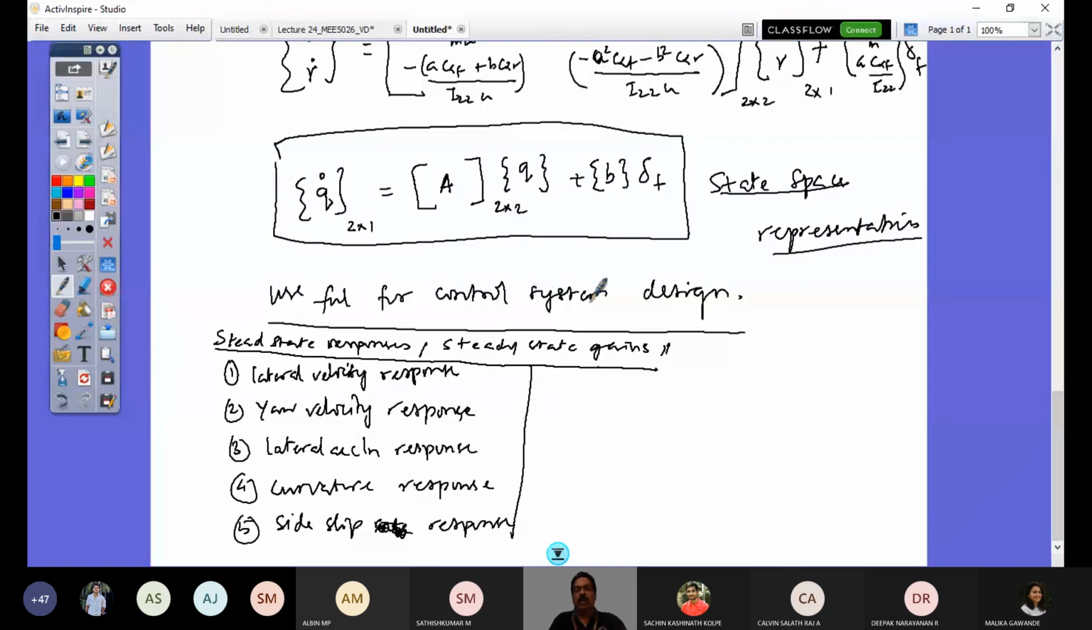So let us now continue with how you find this steady state response, these steady state gains, from this state space representation of the bicycle model. So let me stop this recording at this moment, and then I will go for the next period lecture.